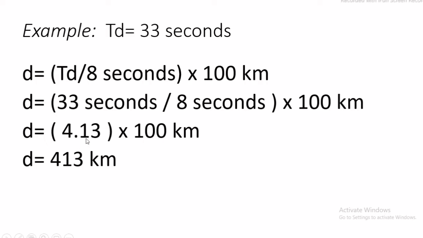1 times 4.13 is 4.13. Then multiply to 100 kilometers. The answer is 413 kilometers. So distance is equal to 413 kilometers. So this is the distance of the earthquake epicenter from a given station.